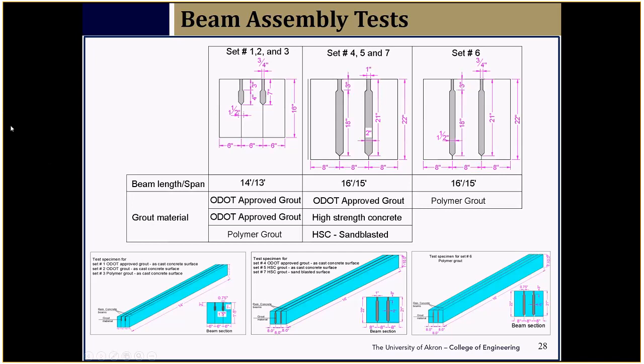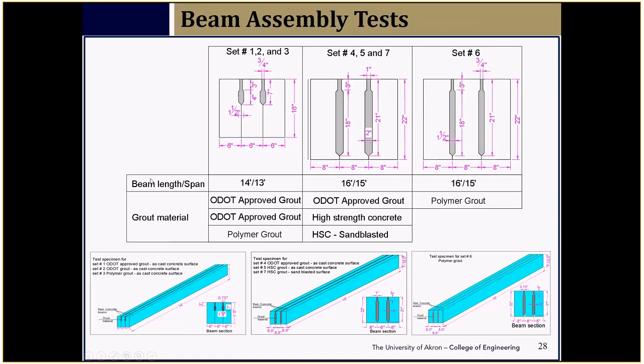And for this, we have 3 specimens: full depth joint, keyway joint, and this one has also full depth keyway joint with polymer grout. Polymer grout is considered to be upcoming grout. Many are using polymer grout for some special applications. So our SMEs suggested, why not try that and see if there is any improvement.